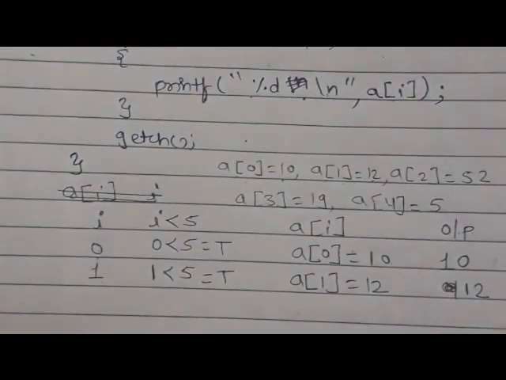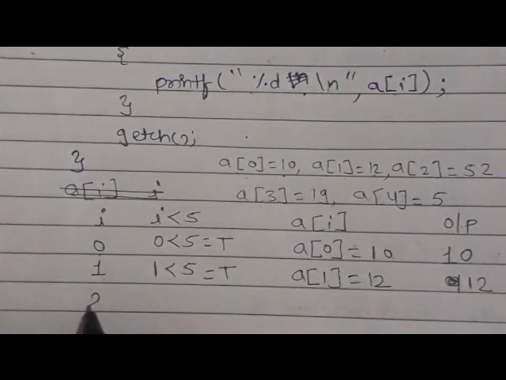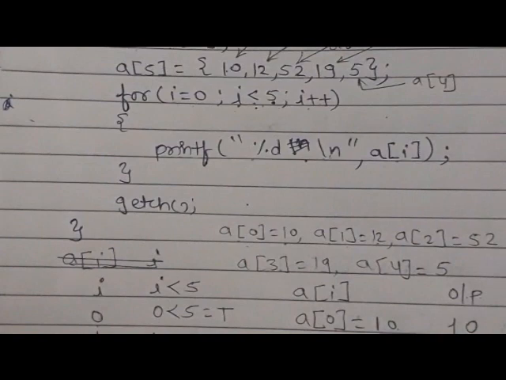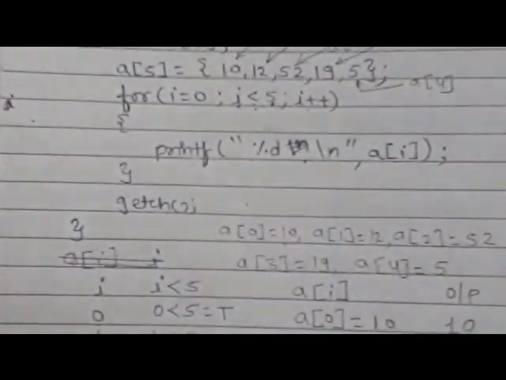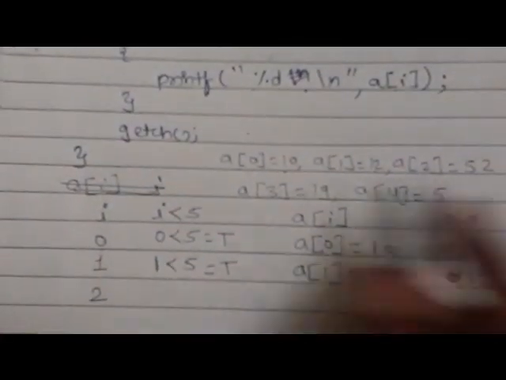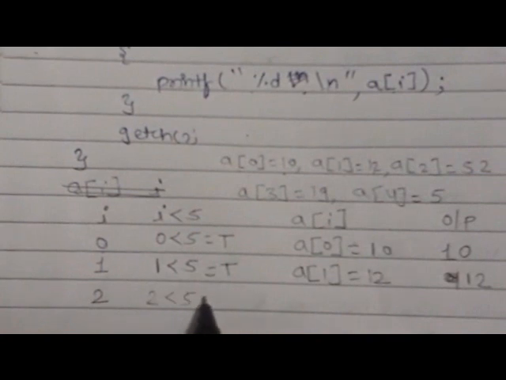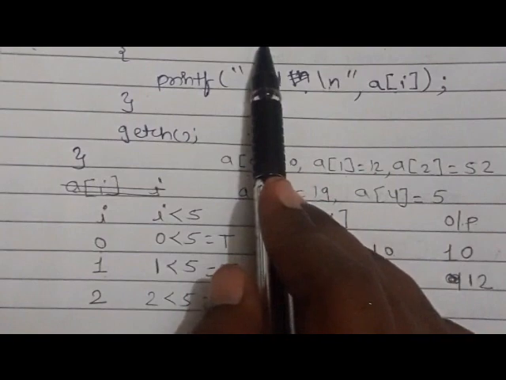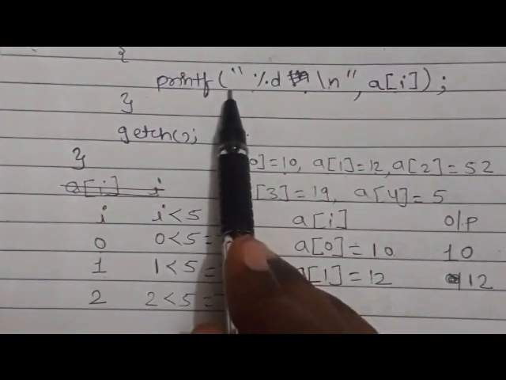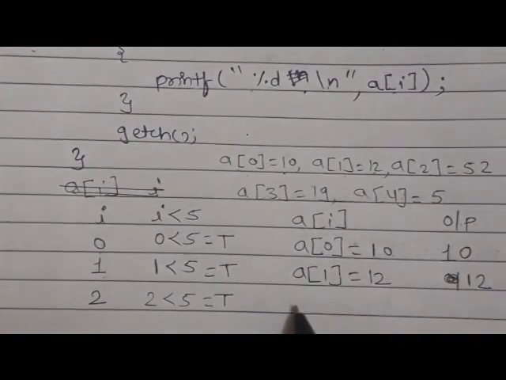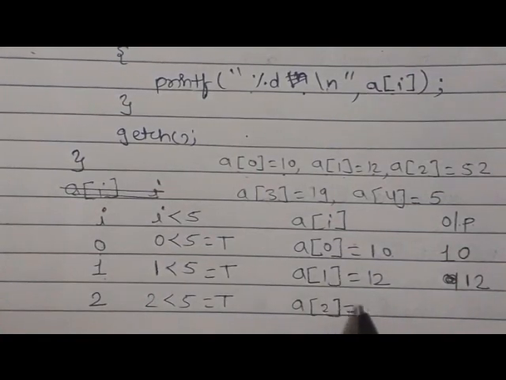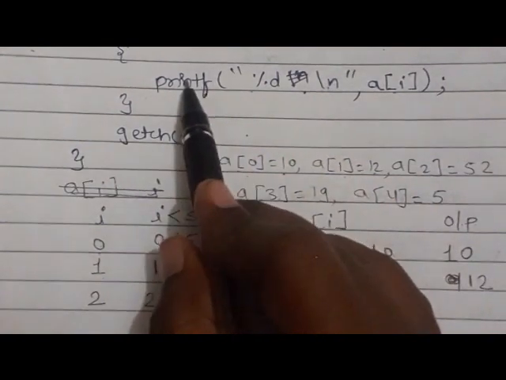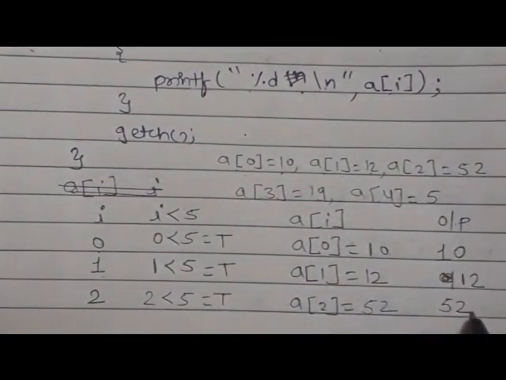Next, after printing this, our control will come to the I plus plus. It means our value of I is incremented to 2, and then it will check the condition I is less than 5. It means it will check that 2 is less than 5. Again, this condition is true, so it will come inside the for loop and print the value of a of 2. Now a of 2 value is 52, so it will print 52.